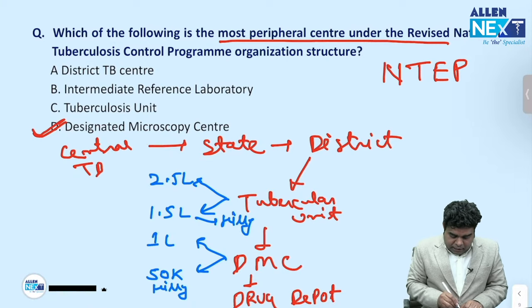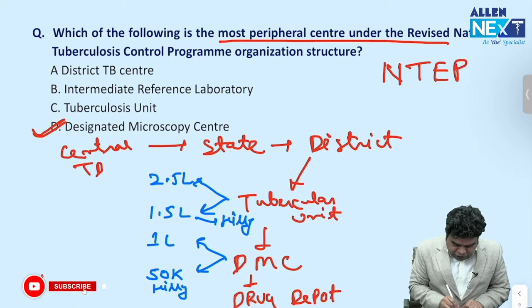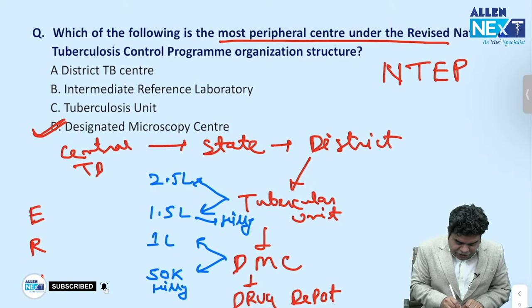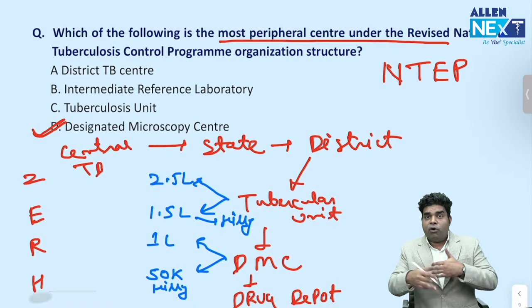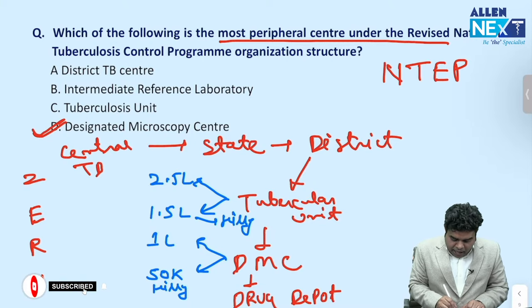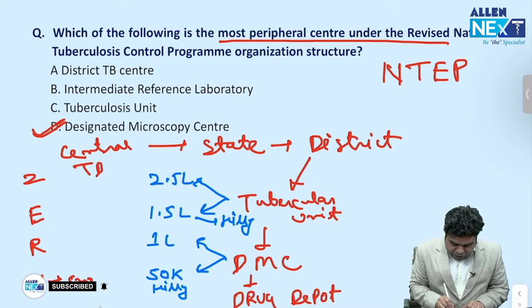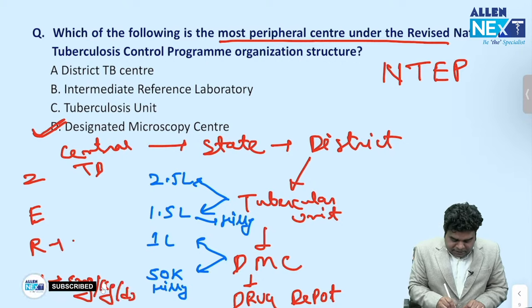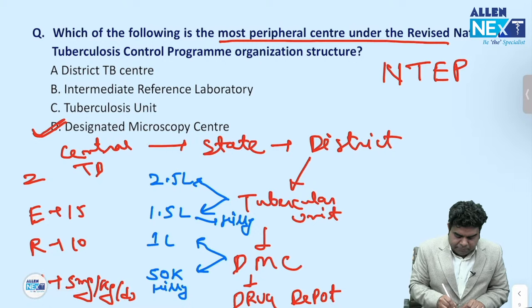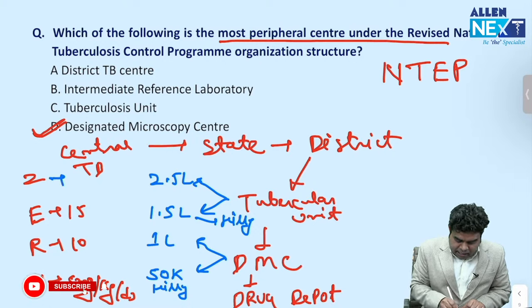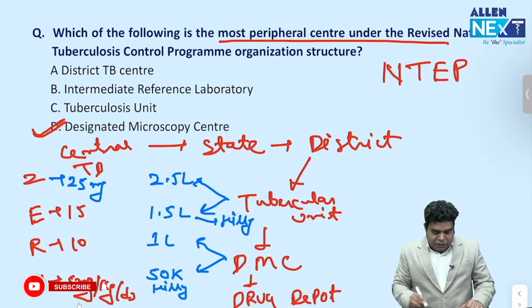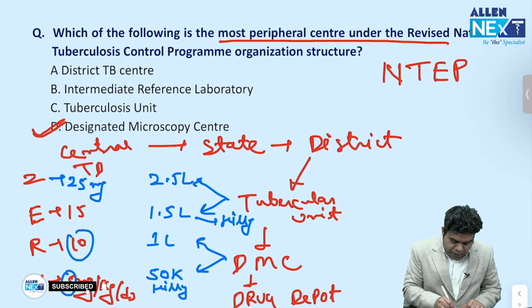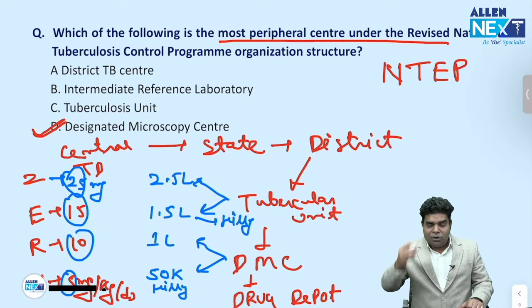Very simple. If you look at the dose of HREZ, which we give for treatment of pediatric cases, isoniazid we give 5 mg per kg per day. Rifampicin we give 10 mg. Ethambutol we give 15 mg per kg per day. And pyrazinamide we give 25 mg per kg per day. So 5, 10, 15, 25 is the dose.